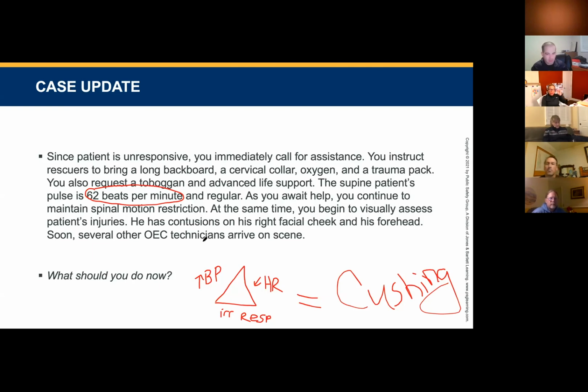Let's get them out of the tree. Let's get the toboggan loaded. Let's get them on oxygen. And let's get them off the ski slope as quickly as possible. We also want to consider doing that rapid body exam, going over each major body system as quickly as possible to see if there are any other injuries.